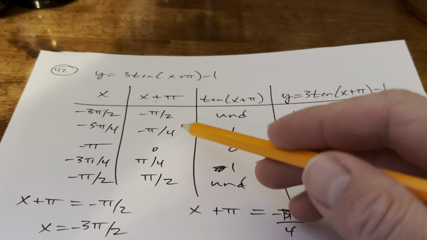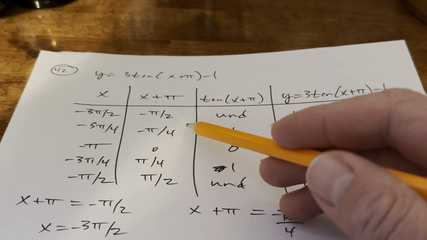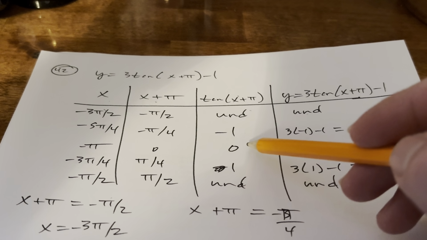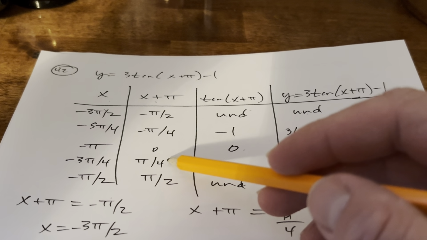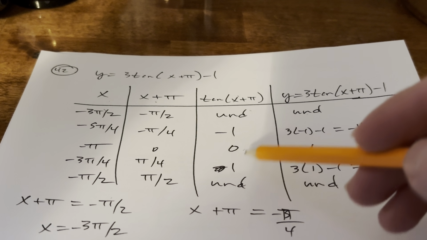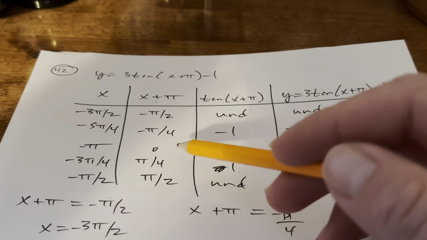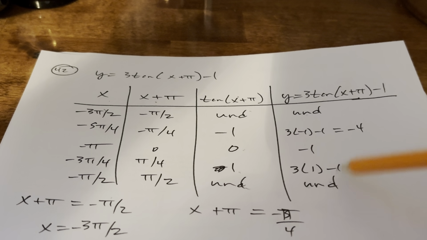Tangent of negative pi fourths. It's negative root 2 over 2 divided by positive root 2 over 2. It's negative 1. All right, tangent of 0, it's 0 divided by 1, which is 0. Tangent of pi fourths, cosine and sine are the same, root 2 over 2, so it's 1. And then tangent of pi over 2, remember it's sine over cosine, so it's 1 over 0, which is undefined.